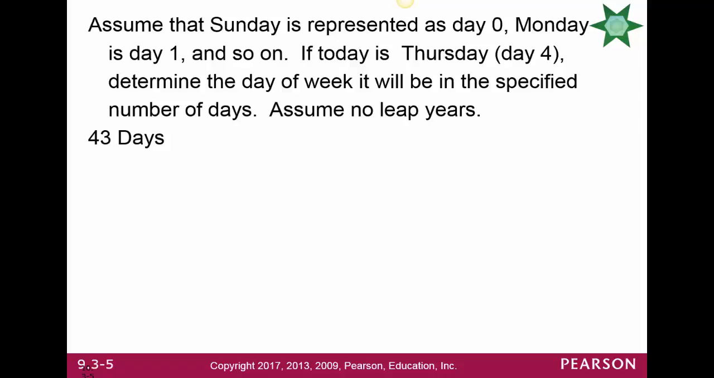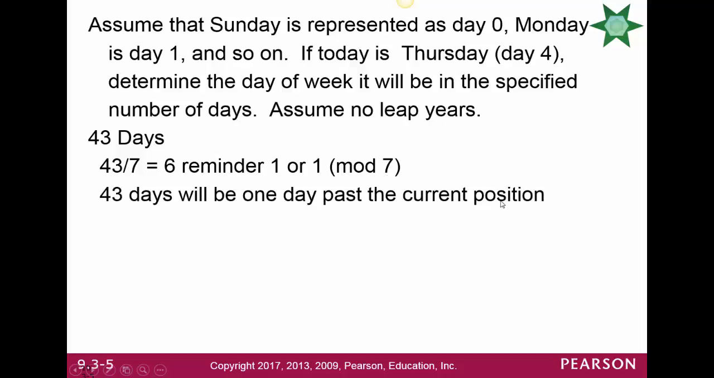So in 43 days, where would we be? So what we're going to do is divide by the value of the modulus, in this case 7 days in the week. So 43 divided by 7 gives us 6 with a remainder of 1, and that's written in this form. This is the remainder, and then we identify the modulus. And so if we were on a Thursday currently, in 43 days, we would go 1 day further and would be a Friday.